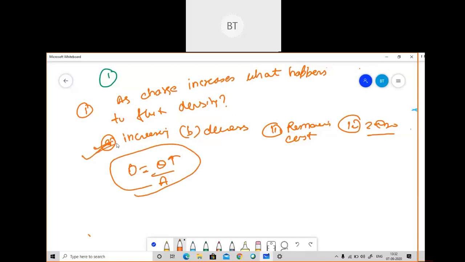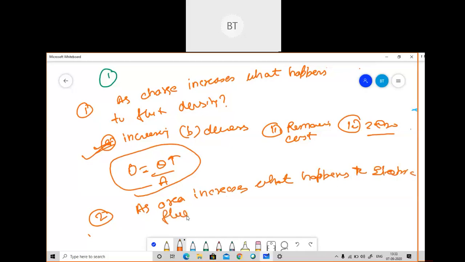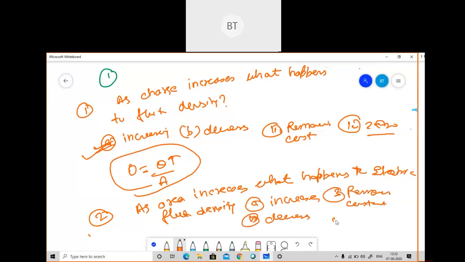So I'll write one more question here. These all are from GATE, and it is the same kind of problem. If area increases, what happens to electric flux density? So when you increase the area, what will happen to electric flux density? The options are increases, decreases, remains constant, becomes zero. So when you increase the area, please tell me the option.